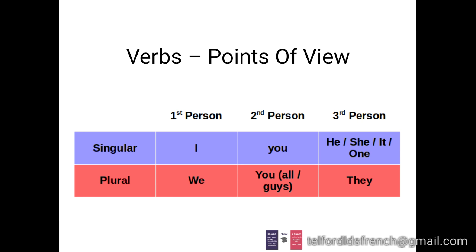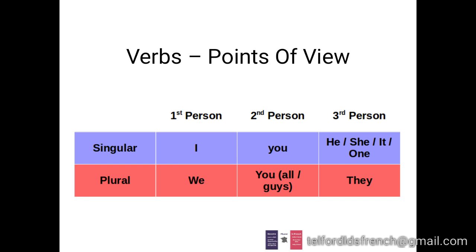The third person is special because in the singular we can replace he, she, it, or one with the name of a person, place, activity, or idea. In the plural, if there's a group of us speaking to somebody else or another group, and we're speaking about ourselves, we use the personal pronoun we.